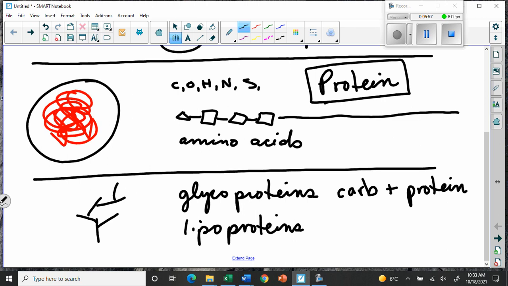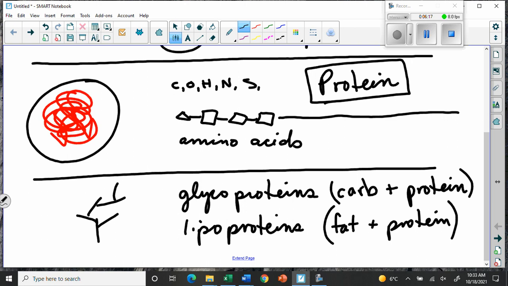And what does lipo make you think of? It should make you think of lipid or fat. And so what we have down here is a fat molecule joined to a protein. Okay? And remember, carbohydrates come in all shapes and sizes. They're made of C's, H's, and O's stuck together in different patterns.